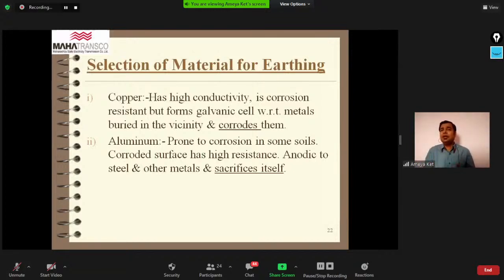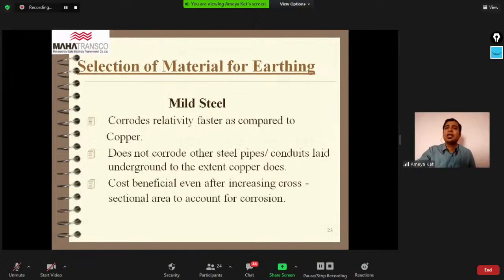But in the case of aluminum, it is prone to corrosion in some soils, the corroded surface has high resistance, and it is anodic to steel and other metals, so it sacrifices itself. Copper corrodes others, aluminum sacrifices itself. From a techno-commercial point of view, as a cost-effective option, copper and aluminum will not be a good selection for us. So what will be a good selection? Of course, mild steel, that is MS.